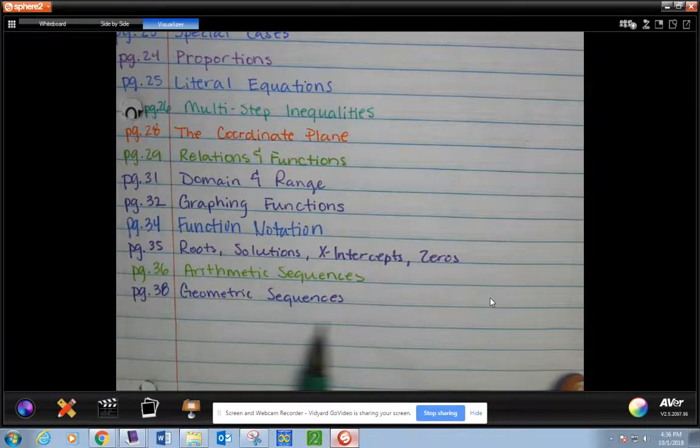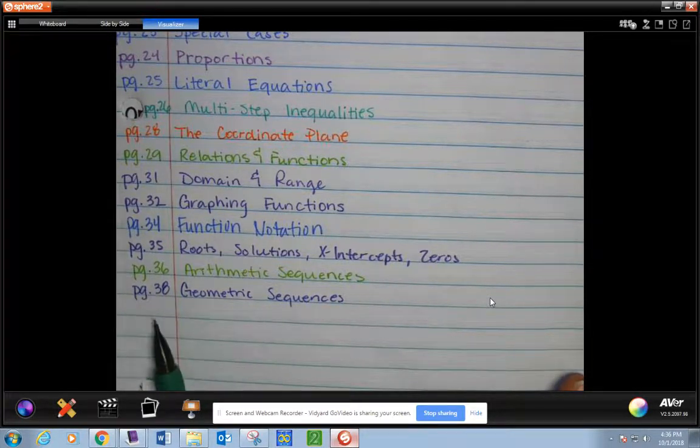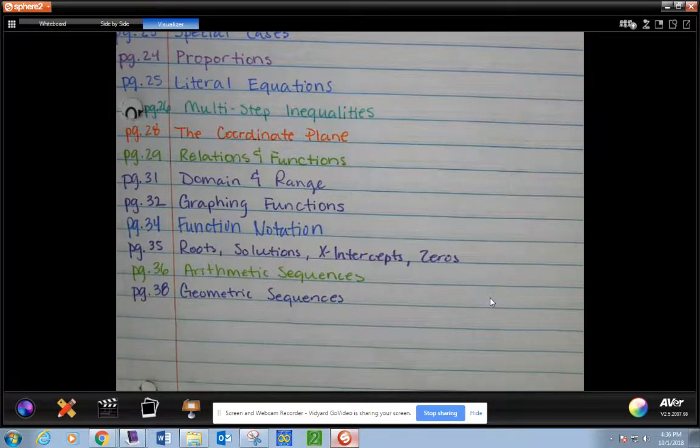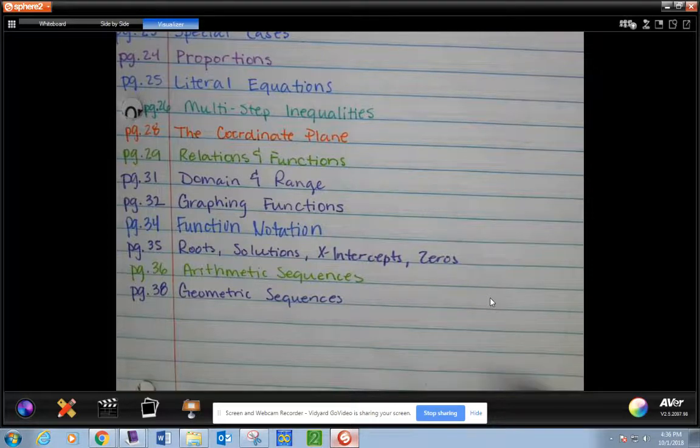Today we're going to be studying some geometric sequences. All right, we're going to put this on page 38. So make sure you get this written in that table of contents, and then you can go ahead and flip on over to page 38.